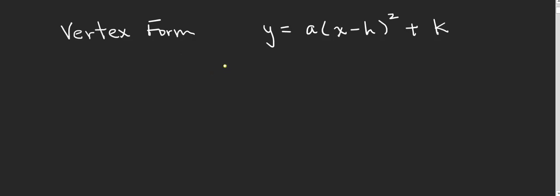In this video, we're going to talk about vertex form of a parabola. So vertex form looks like y equals a quantity of x minus h squared plus k, where h comma k is the vertex of the parabola. So h represents the x value, k represents the y value of the vertex.